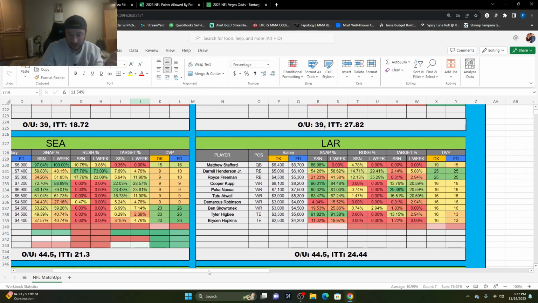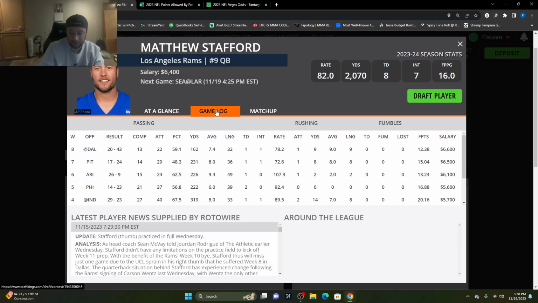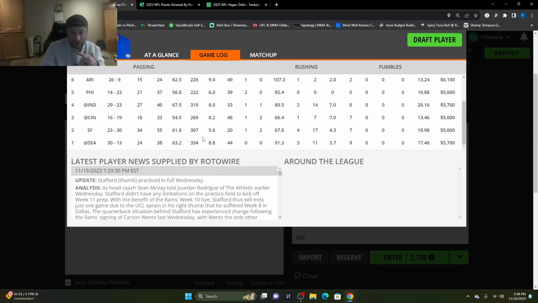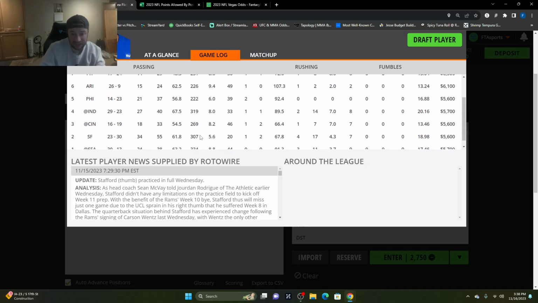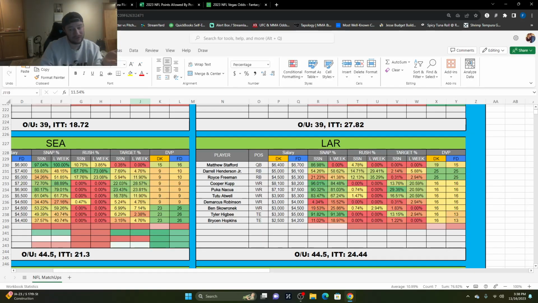Then we've got the Rams on the other hand. Stafford seems like he's back. No limitations, he looks to be back. He hasn't played since week 8. He hasn't been the best this year. He hasn't put up 250 yards since week 4. He started off really well: 334, 307, that was against San Francisco, 269 against Cincy, 319 against Indy. And then it's kind of gone downhill, and his wide receivers have gone downhill as well.